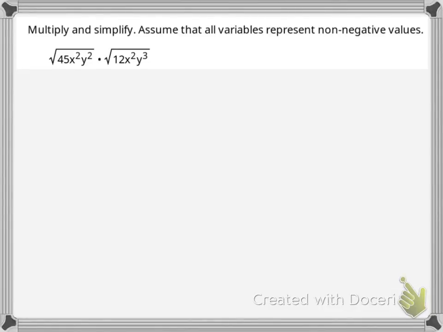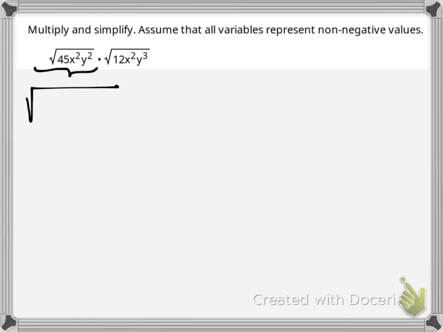We're going to go ahead and multiply these two radical expressions together. But before we multiply them together, and you could do that, let's see if we couldn't go ahead instead and simplify. Go ahead and take the square roots of each of these things.